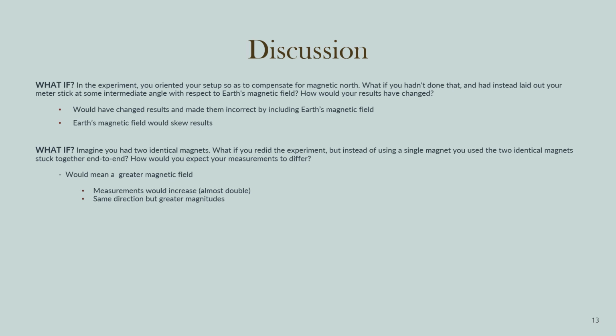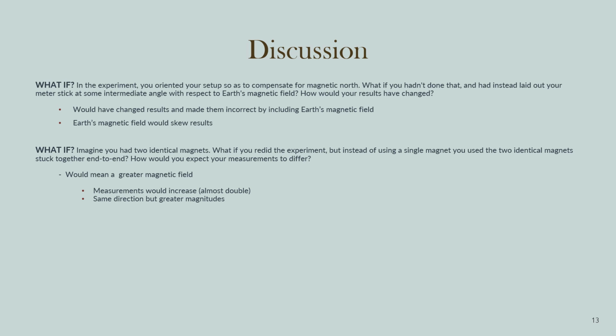Discussion. In the experiment, you oriented your setup so as to compensate for magnetic north. What if you hadn't done that and had instead laid out your meter stick at some intermediate angle with respect to Earth's magnetic field? How would your results change? Our results would have changed and been incorrect by including Earth's magnetic field. Earth's magnetic field would skew the results.